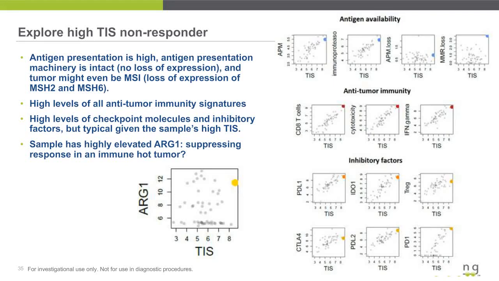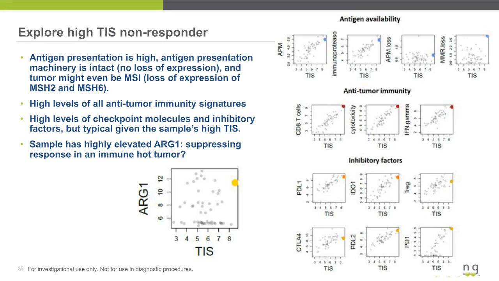So we can look at these signatures and try to see how this tumor looks in them. Let's start at the top right with antigen availability. I look at signatures for antigen presentation machinery, for the immunoproteasome, for destruction of the antigen presentation machinery, or for mismatch repair deficiency. Looking at these top 4 signatures, I see very high levels of antigen presentation, no degradation of the presentation machinery, and possibly some evidence for some mismatch repair deregulation.